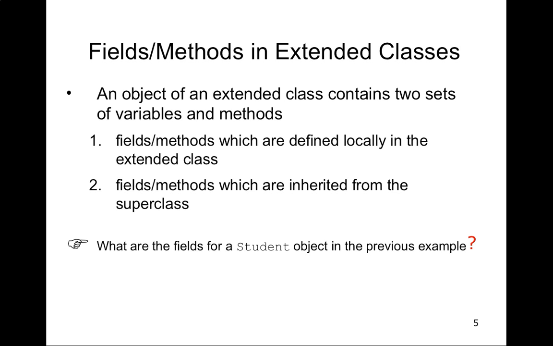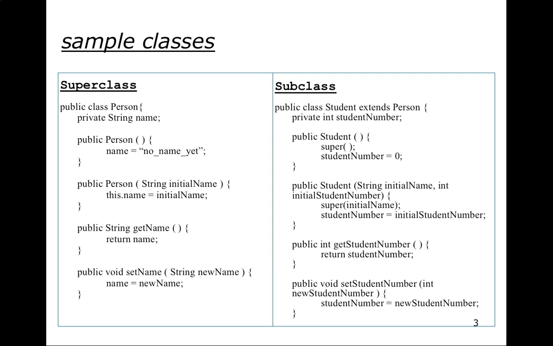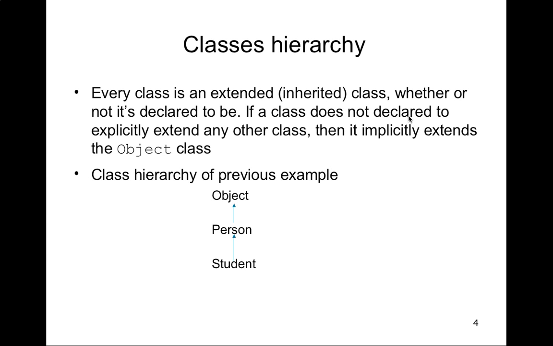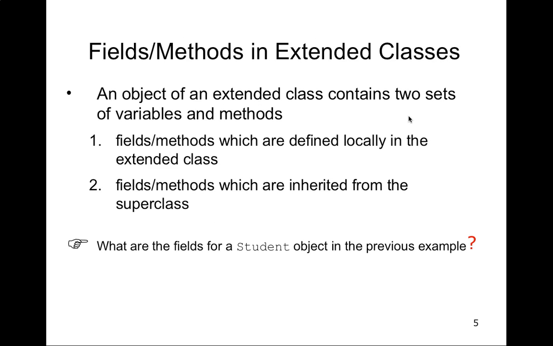What are the fields for a student object in the previous example? For a student, what are the fields associated with a student object? It's everything. That's the quick cheat sheet answer, just say everything. Well, you have two actually. You have this one here from person, you have name, and then you also have student number. So you have two fields. And you're wondering, well, how come? Student really only has student number, but it's extending person, so it gets that too. So the point being, you get everything from the superclass, so everything is included.